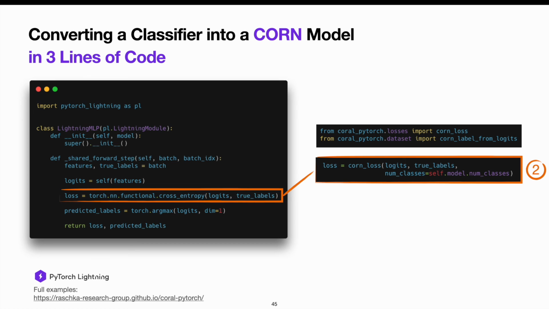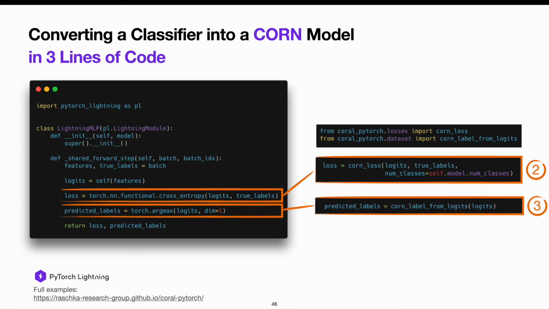Another small change we can make is replacing the cross entropy that we usually use for training a neural network for classification by this Corn loss that I implemented in the Coral PyTorch package. And then the last change would be how we convert the predicted logits into the class labels. Instead of using the regular argmax that we use in a regular classifier, we would use a function that I implemented in this Coral PyTorch package, which is called Corn label from logits.